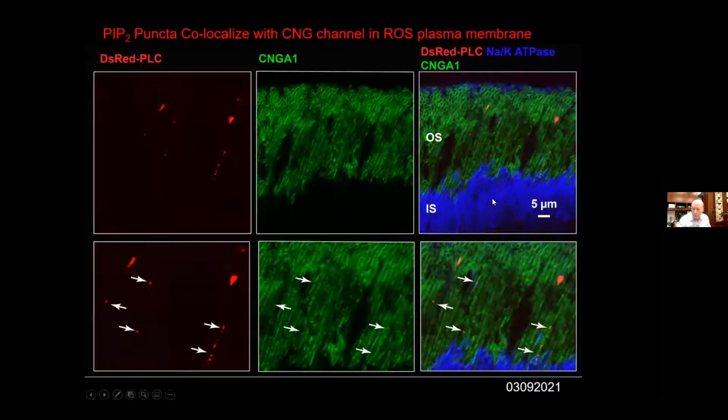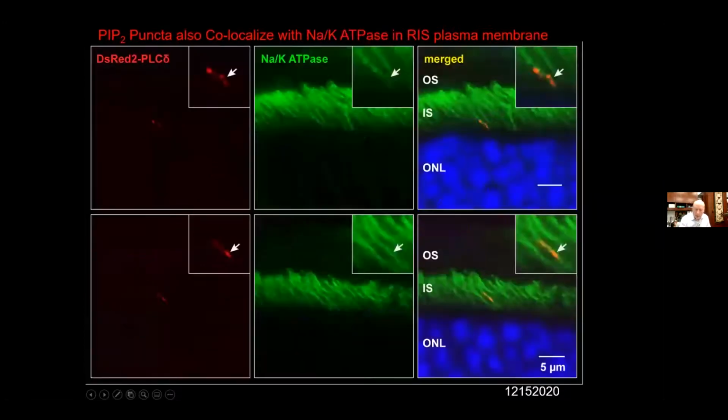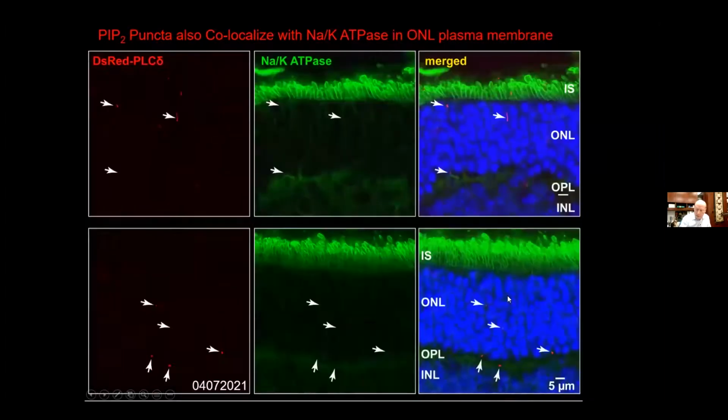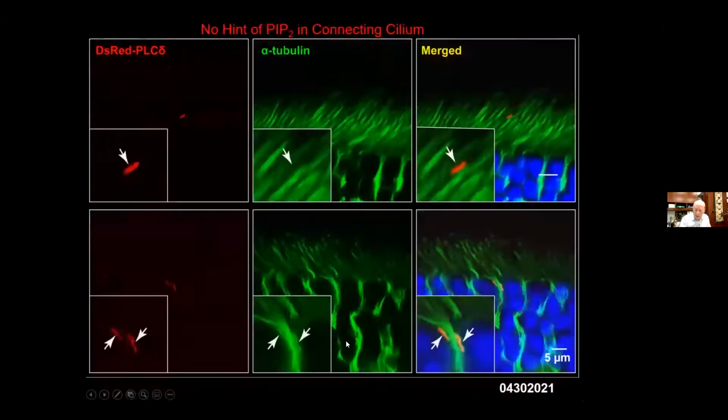And we also have a marker for the plasma membrane of the inner segment, which is the sodium potassium ATPase here. And if we look closely at that marker, we can see that there's also staining of PIP2 in the plasma membrane of the inner segment. And again, it's in discrete patches. It's not throughout the entire cell. It's in these discrete patches of PIP2 that you can see at higher magnification on the bottom here within the plasma membrane. It's also present in the outer nuclear layer. So the sodium potassium ATPase stains less brightly there, but wherever we see PIP2 staining, we also see the sodium potassium ATPase staining. So it's in the membranes there.